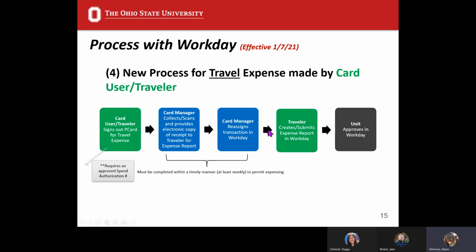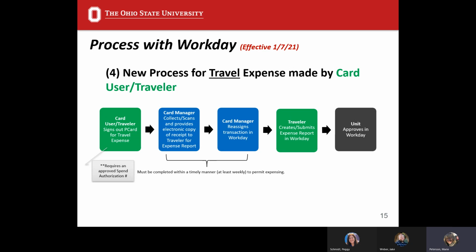The fourth and final example is for a travel expense where the card user, also known as the traveler, makes his or her own travel purchase. Again, we'll use the example registration. The traveler signs out the card on the travel tracking log and then makes the appropriate business travel purchase. Then the card manager collects the card and itemized receipt and scans an electronic copy of the itemized receipt to provide to the traveler by email for his or her expense report.